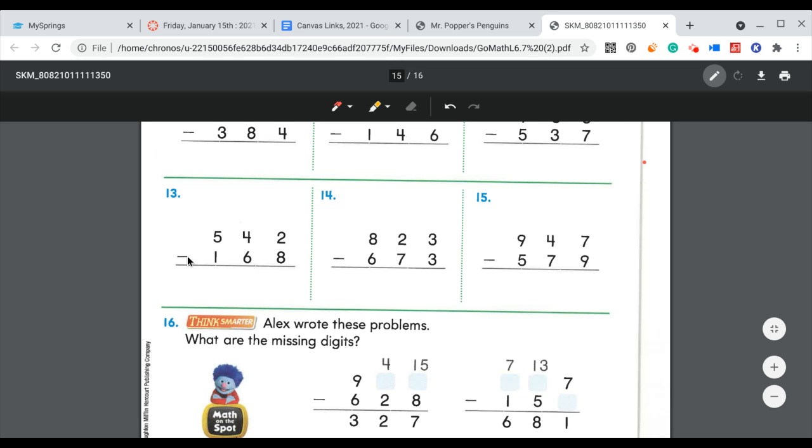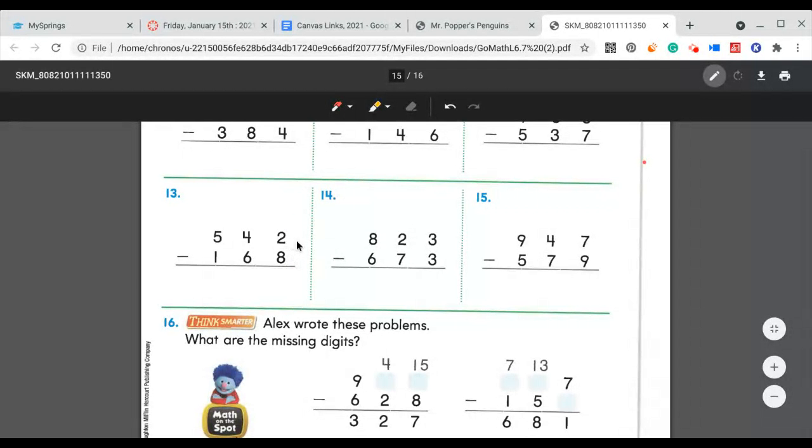So question number 13, we have 542 minus 164. The first thing we do is we look at our ones column. In the ones column, we have 2 minus 8. Students will often be tempted to turn this around and do 8 minus 2, but we cannot do that. That's not what it's asking us to do. So what we have to do is 2 minus 8.